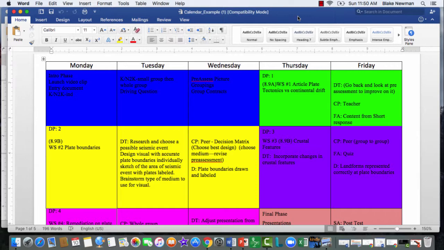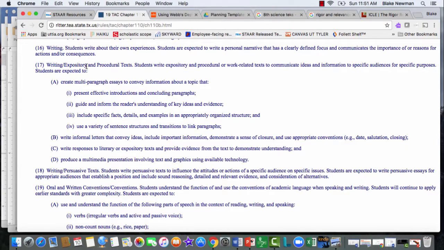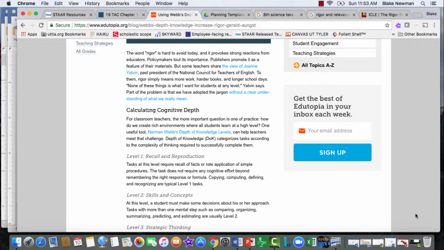So, you have your workshop, expository and procedural texts. I always, with my students, start with short answer response, because if they cannot write a paragraph in a short answer response format, how are they going to write you a paper? So how do we create rich environments where all students learn at a high level? One useful tool is the Norman Webb's Depth of Knowledge Levels, and it's very helpful.